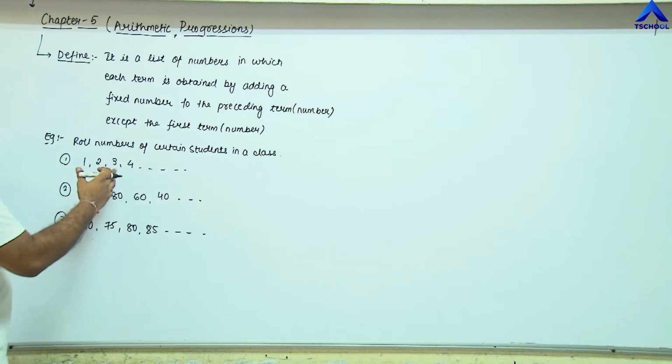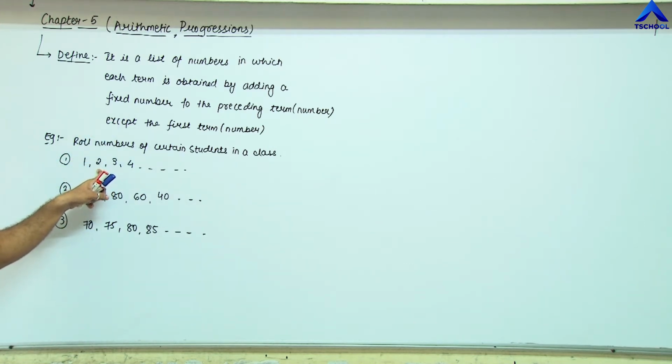So if I want to obtain this third term 3 here, then I am going to add that common number, that fixed number, to the preceding term. The preceding term to 3 is 2. So I shall add it to that 2. So this gives me the arithmetic progression. Is it clear, friends? So this is the basic definition of arithmetic progression.